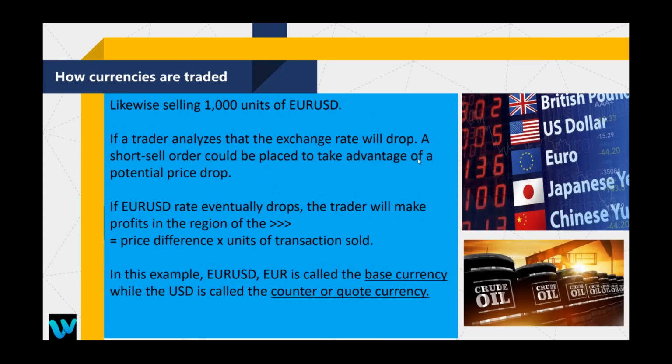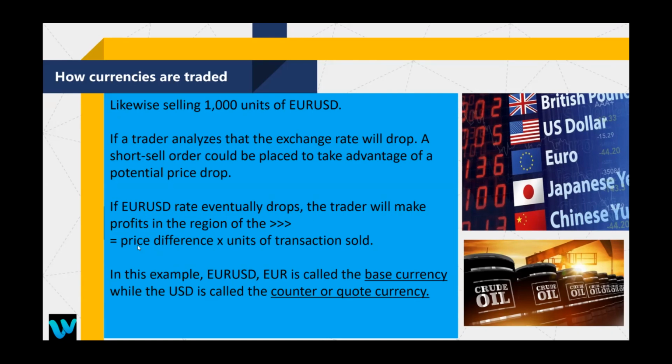So what you're going to do is to sell. Just like we said yesterday, in the CFD spot market, you can buy or sell a particular instrument. So if the price is going to go up, you buy. If it's going to go down, you sell. In this case, it's been analyzed by the trader that the price is going to go down, and it's sold. So if euro US dollar eventually drops, the trader will make profit.